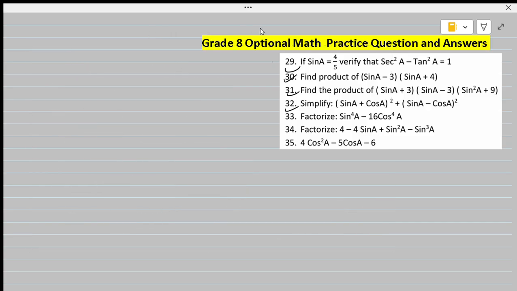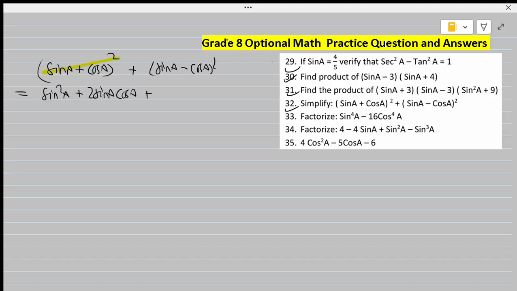So let's make this clear. Okay, so 32 number. So there we are given to simplify sin A plus cos A whole square plus sin A minus cos A whole square, is it? So these are taking the form A plus B whole square and A minus B whole square, is it? So first I expand this A plus B whole square, and I write here A square plus 2AB plus B square, is it? And the second one A minus B whole square, so A square minus 2AB plus B square, is it?